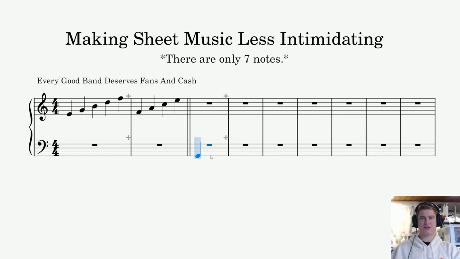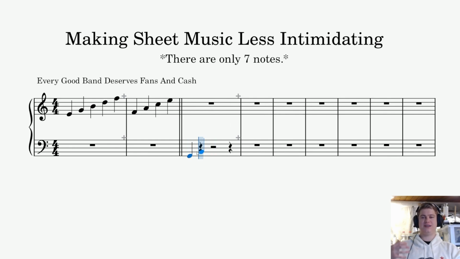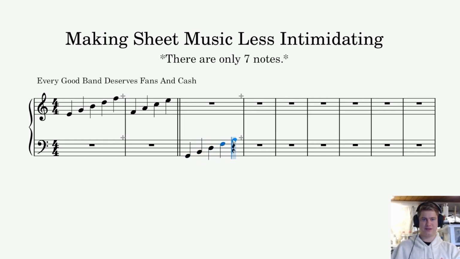Okay, so the first line of the bass clef is going to be the note G. Again, we're just going to use the circle of thirds, so we're going to start on the word good. Good bands deserve fans and. Okay, and you can probably guess the note above this, C, would be after the A and, cash, but I'll get into that in a second.